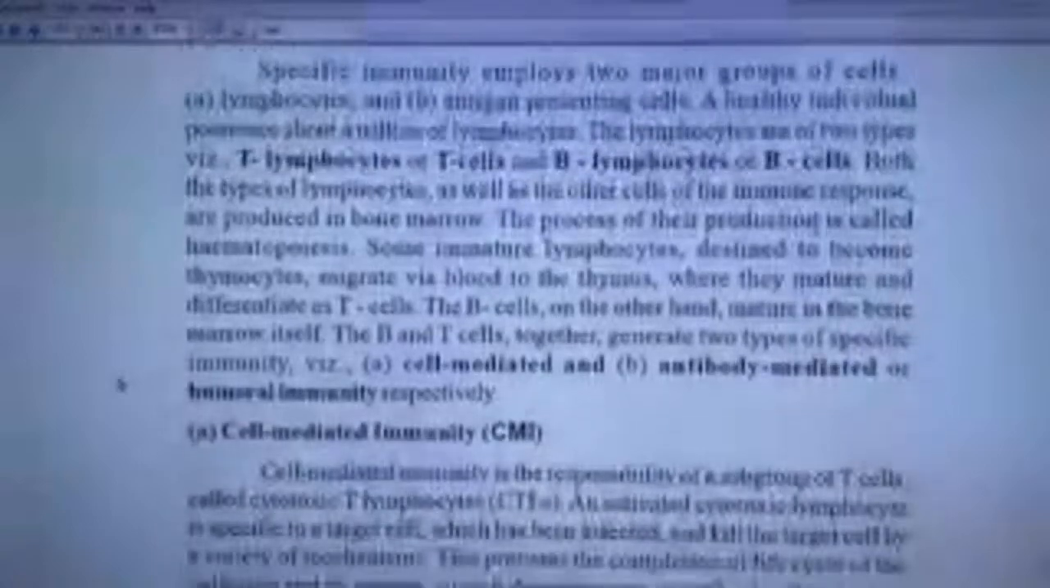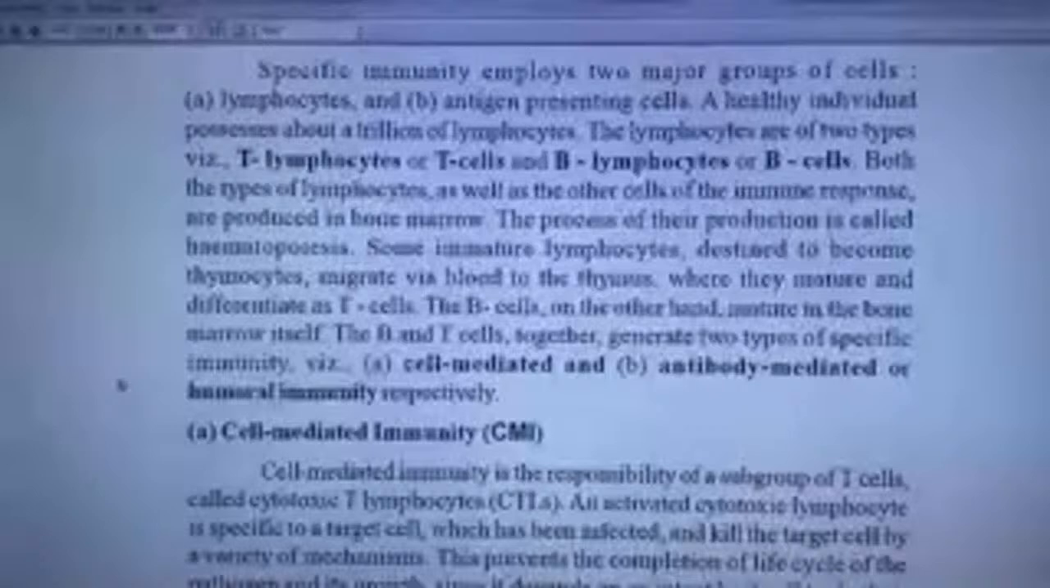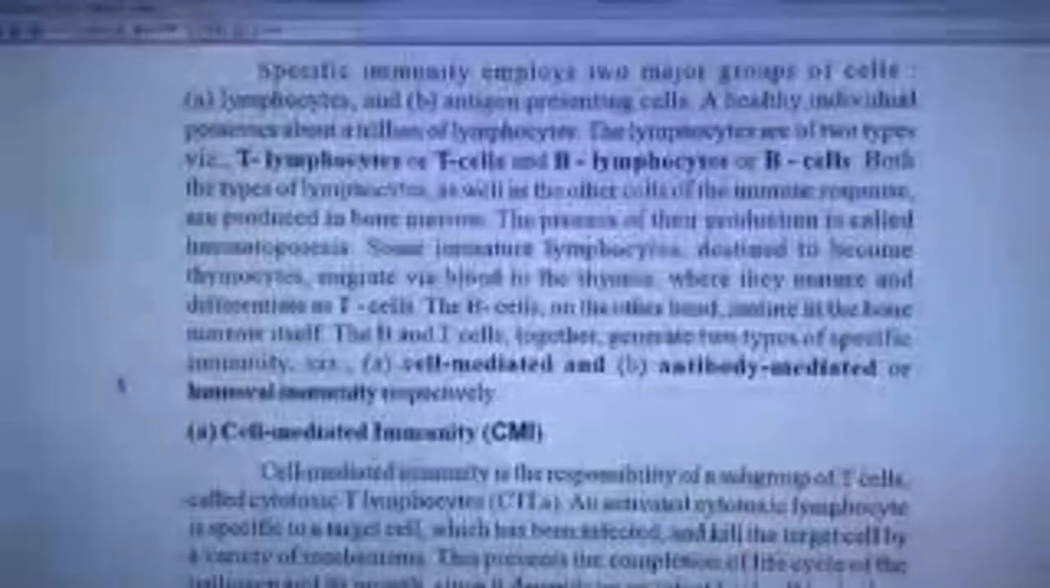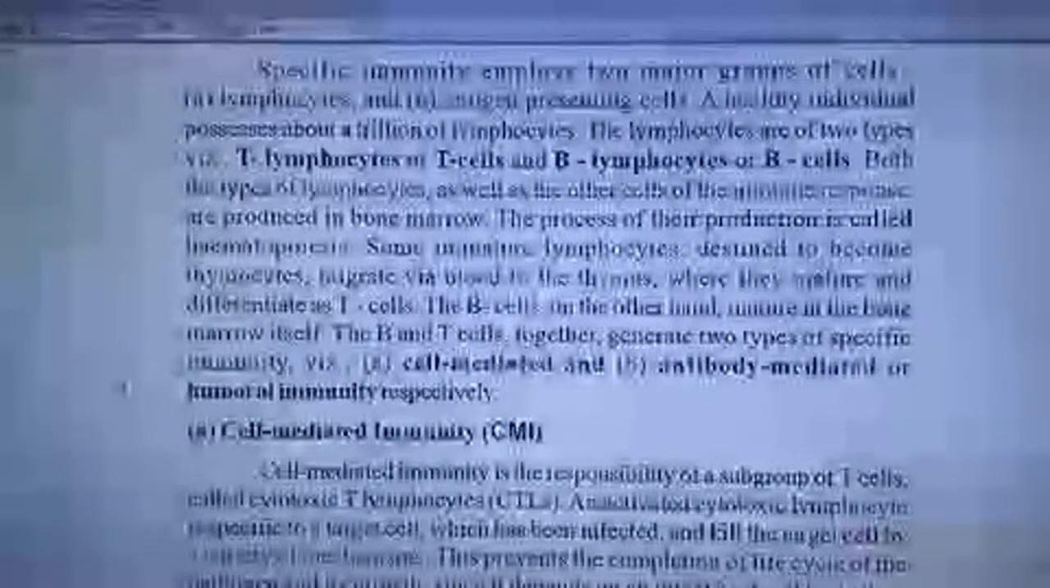Specific immunity involves two major groups of cells, lymphocytes and antigen presenting cells. A healthy individual possesses about a trillion lymphocytes. Lymphocytes are of two types: T lymphocytes, or T cells, and B cells. Both types of lymphocytes, as well as other cells of the immune response, are produced in bone marrow. The process of their production is called hematopoiesis.